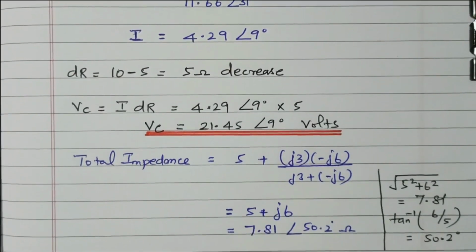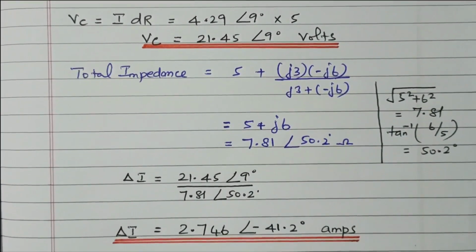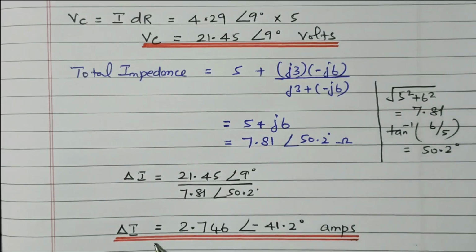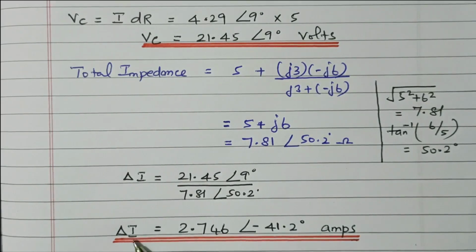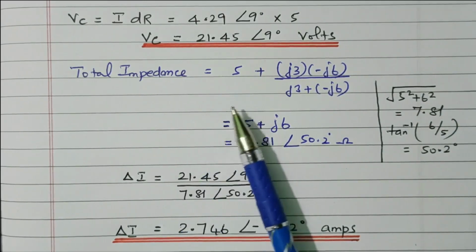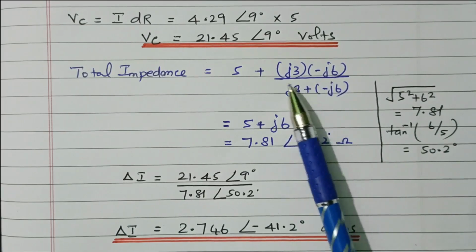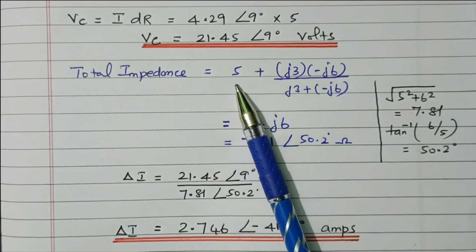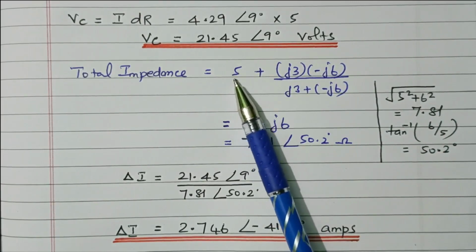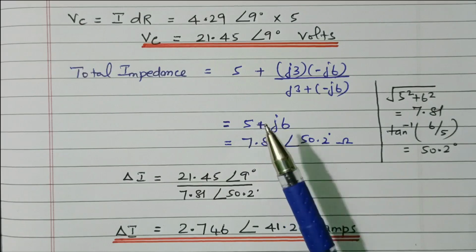One more parameter is asked. We need to find the change in current. How to find the change in current? You have to refer to the second diagram, where the 10 ohm is changed to a 5 ohm resistor. We already discussed this: the inductor and capacitor are connected in parallel, and that is connected with the 5 ohm resistor. In the original circuit there was a 10 ohm resistor. Now it is changed to a 5 ohm resistor. So it is the same thing we discussed here.